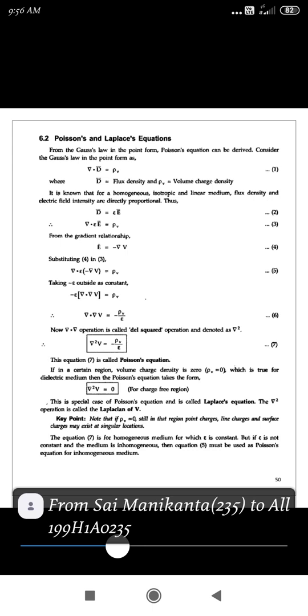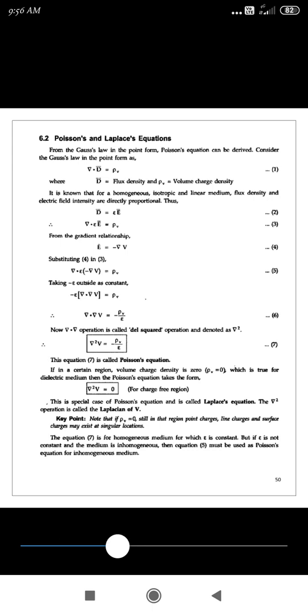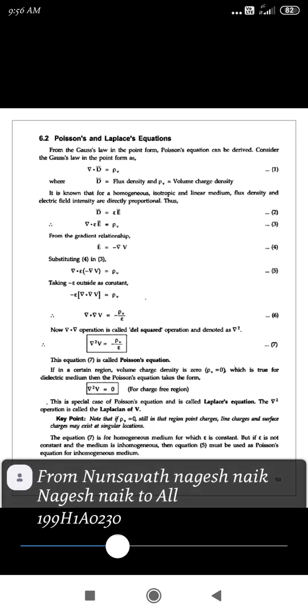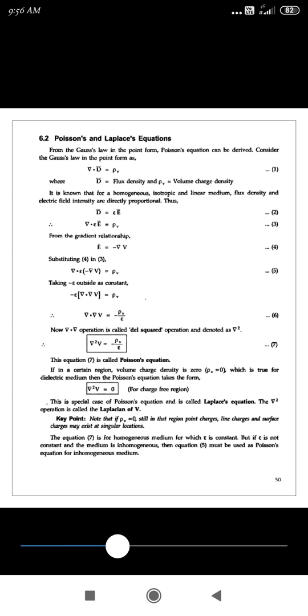From the Gauss law, which we have already discussed, in the point form, the Poisson's equation can be derived. Consider the Gauss law in the point form. The Gauss law can be named either the point form of Gauss law or the differential form. So we can use any one of these.